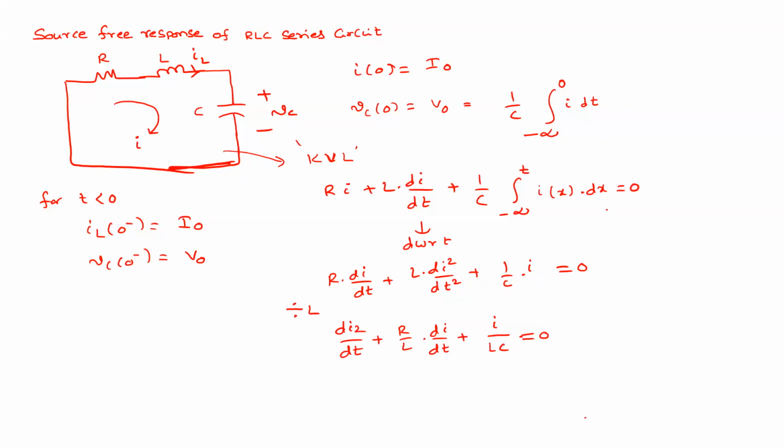So what is the expression you got? d square i by dt square plus R by L into di by dt plus I by LC, which is equal to 0. So this is a second order differential equation. Our objective is to solve this second order differential equation. As we already said, you require two initial conditions, right? So one initial condition is, these two are things that we need to use. Another initial condition, you can use either this one or this one. So what is the other equation? That is the derivative of this one, right?